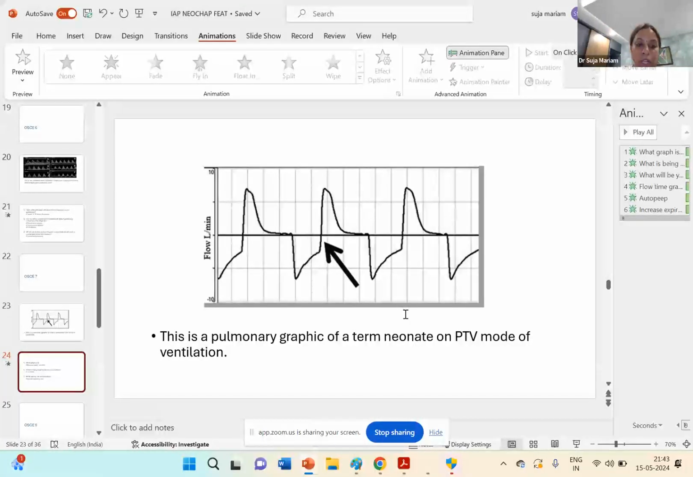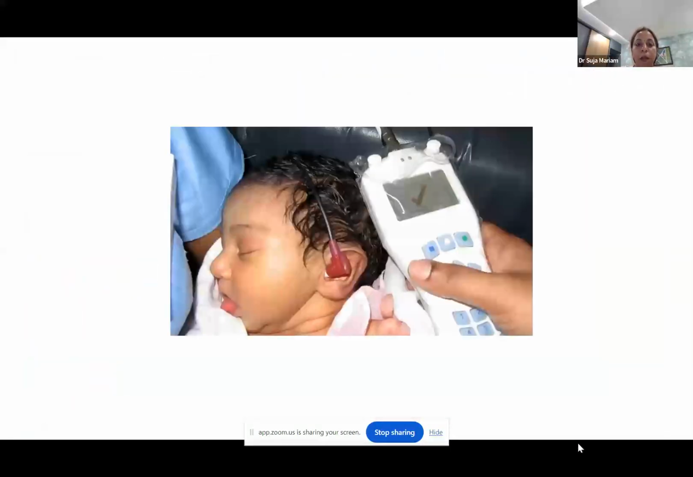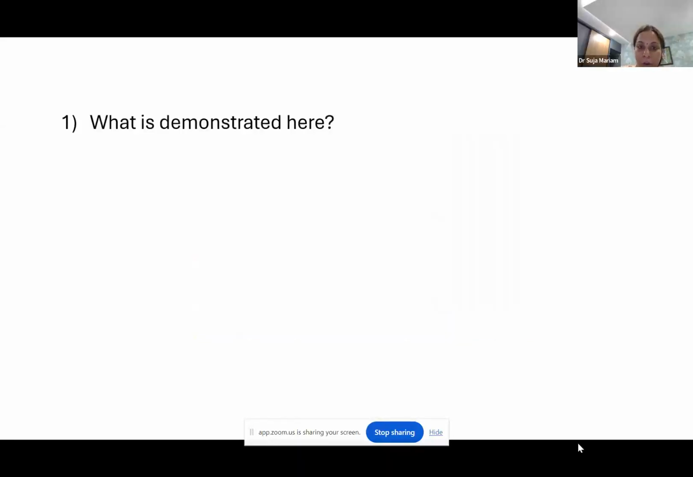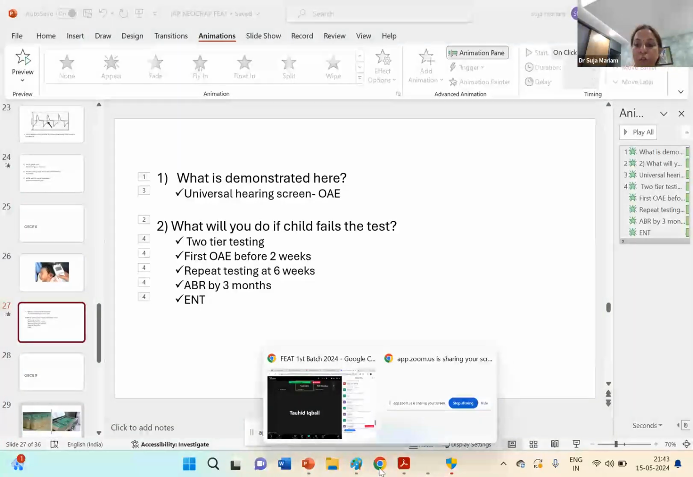So we'll go to the next OSCE, which is the 8th question for the day. Everybody will be like, oh, this question is so simple. So the questions here are, what is being demonstrated here? What will you do if a child fails the test?